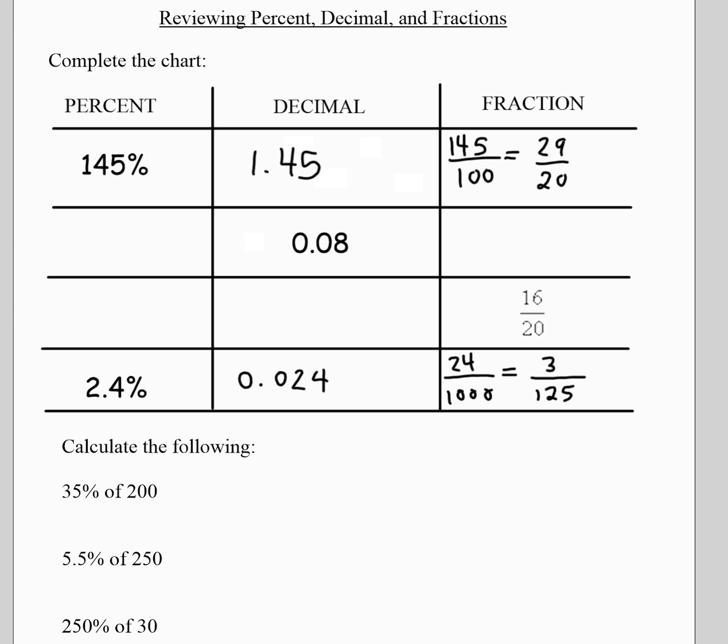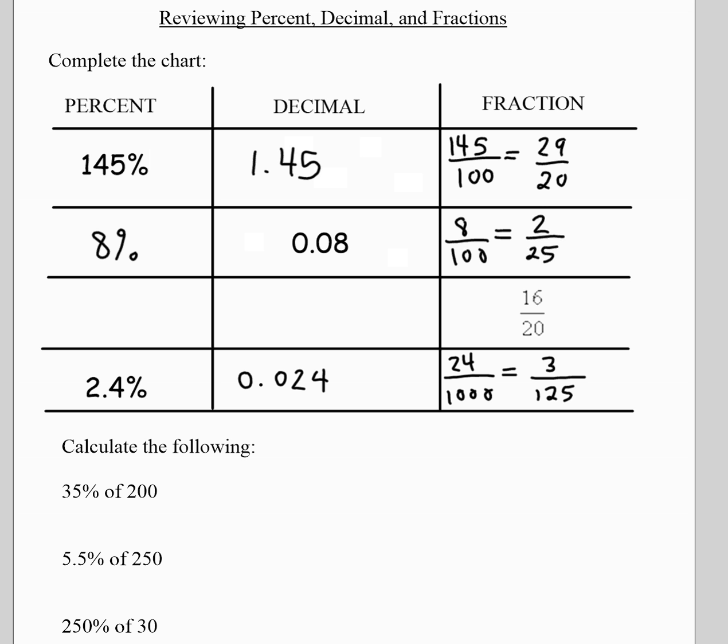So to go from a decimal to a percent, you're just going to multiply by 100, or move the decimal 2 places to the right. And so that will become 8%. And then to turn it into a fraction, again, you can think of it as 8 over 100, or there are 2 decimal places, so that will be also 8 over 100. And 4 goes into both of those. It will become 2 over 25.